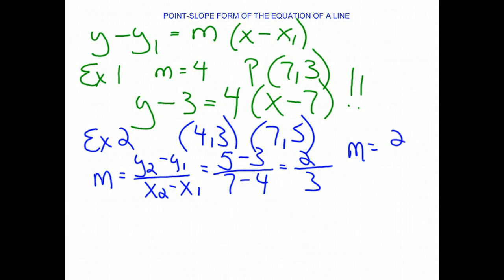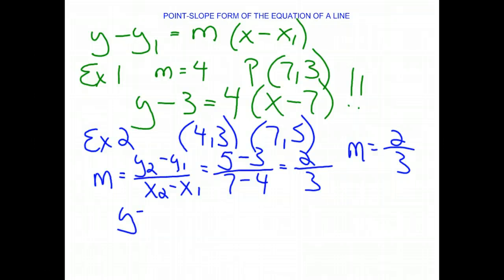M equals 2/3. I wonder why they chose M for slope. I have no clue. Why M? In any case, the slope is 2/3. Now, for the second example, which point do I have to pick? Does it matter? No, it doesn't matter. I can choose either point. Just for the fun of it, I'll choose the first point.